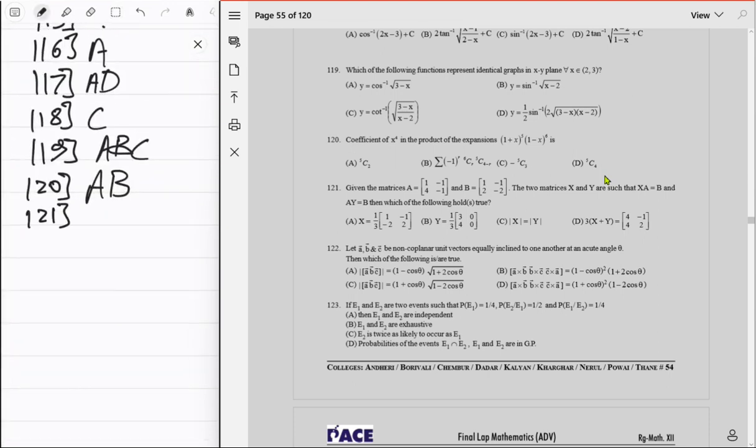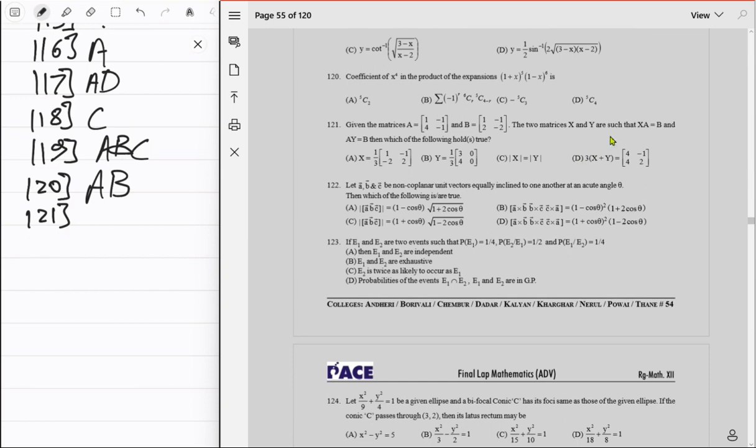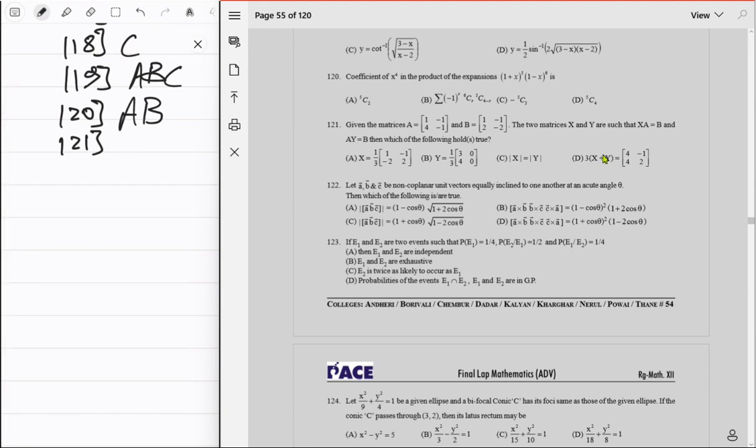121. Given the two matrices x, y such that xa equal to b and ay equal to b, the following is true. So xa equal to b means x is just equal to a inverse b, or like b a inverse, I should say. Okay, cool. So do we really have to figure out inverse matrices? I guess, yeah. Determinant is also not going well. Okay, we have to do it. We need to find the following from x and y anyway, so just have to figure it out. Okay, let's see what happens. We'll figure out x and y.